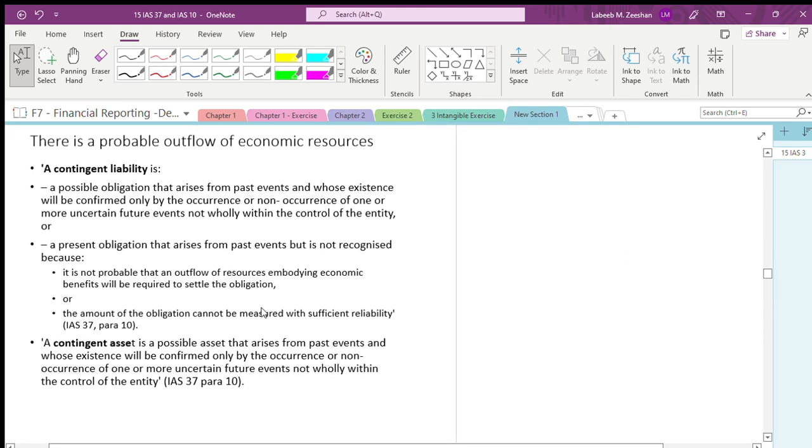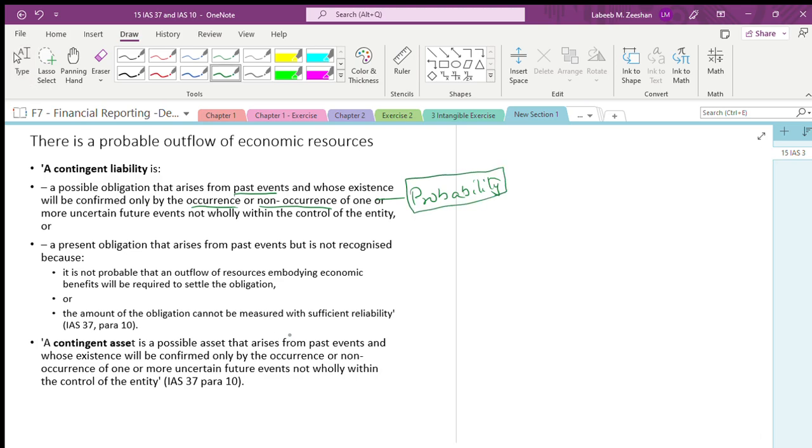What is the contingent asset? We have done with respect to the provision. Is it right? What is the contingent asset? An obligation that arises because of past events. Is it right? An obligation whose existence is confirmed only if it happens, the occurrence or non-occurrence. It's nothing but the concept of probability, may or may not, of certain future events. Is it right? This is what we are doing.